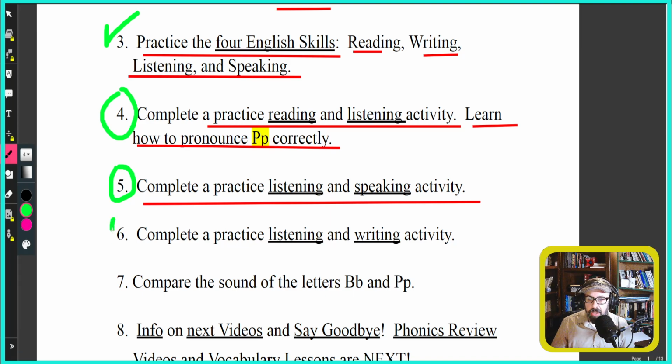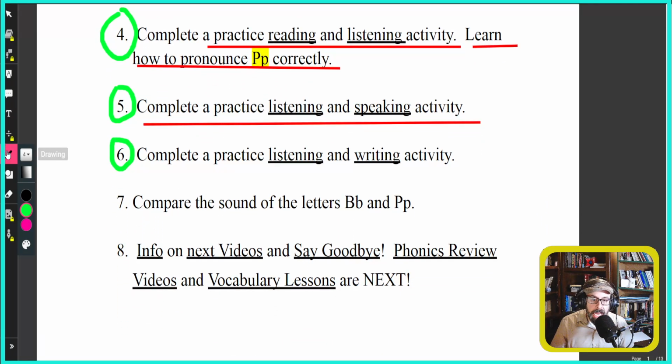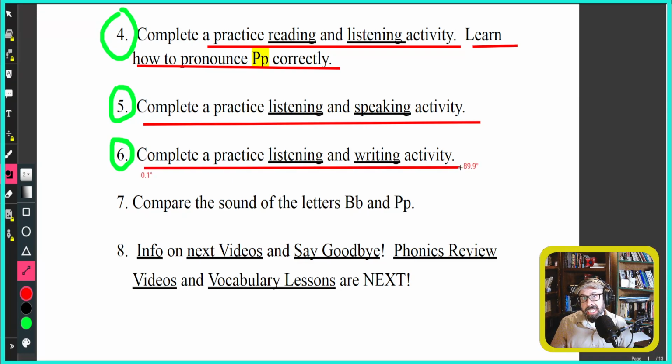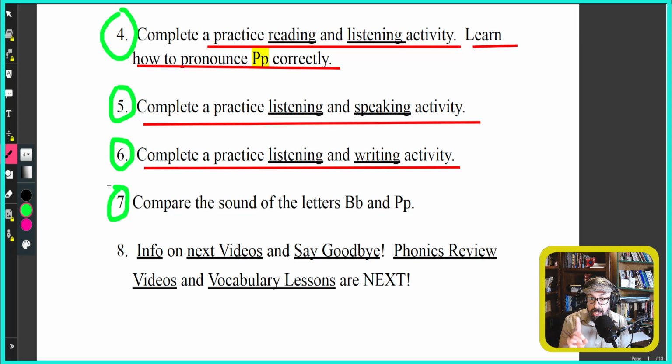Number 6. Okay, we'll do a dictation, so we'll complete a practice listening and writing activity, okay? So we'll do another dictation, all right? And then number 7, the last thing I would like to do in this lesson is to compare the letter B from lesson number 1 and compare to lesson P. Okay, so B and P, compare the 2 sounds. So we would like to compare B and P. Okay?